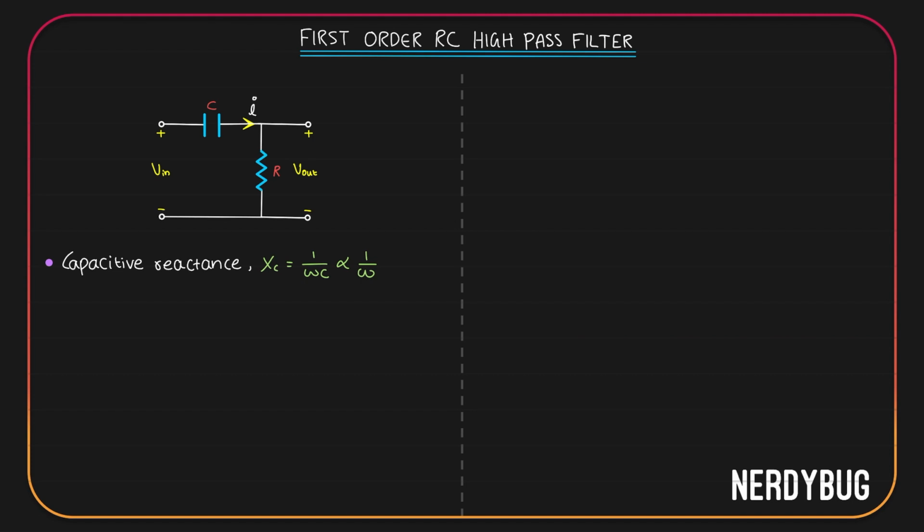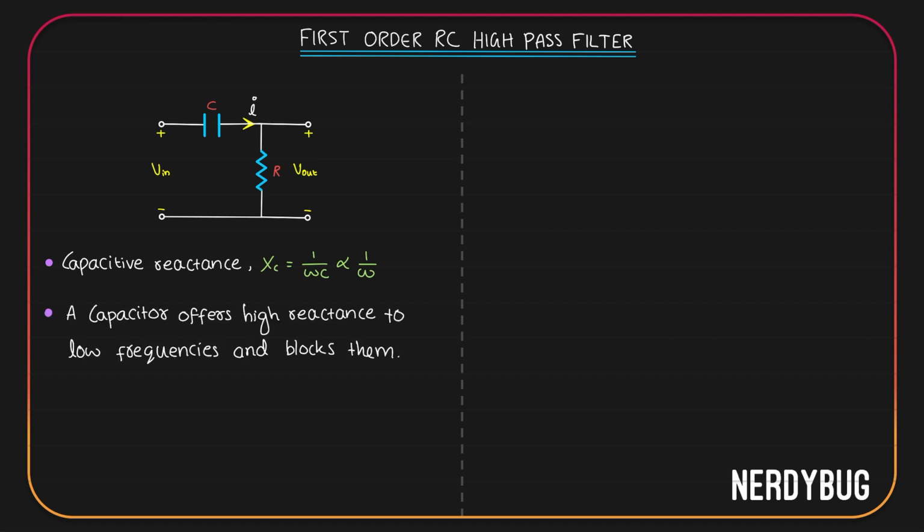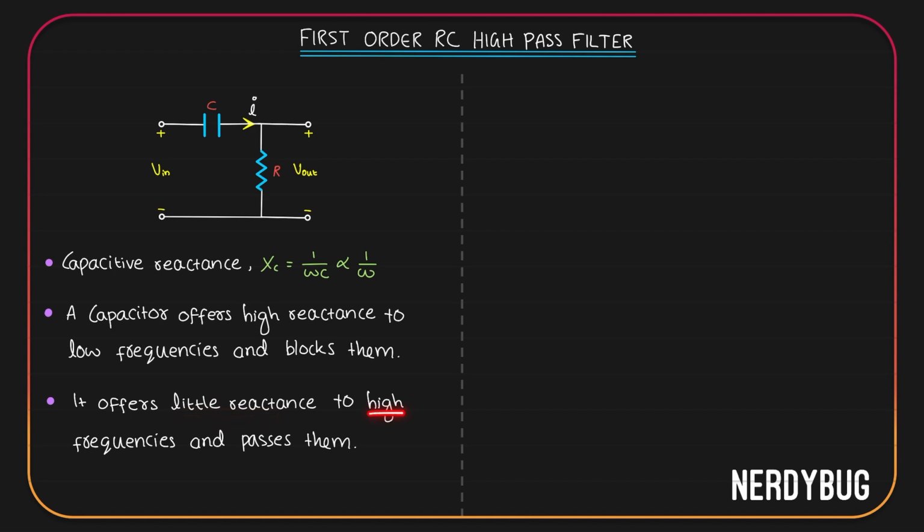When the reactance is too low, we can model the capacitor to be a closed circuit. When the reactance is really high, we can model it to be an open circuit. So we can say a capacitor offers high reactance to low frequencies and blocks them, because high reactance means the capacitor is almost an open circuit. Also, it offers little reactance to high frequencies and passes them, because at high frequencies, the capacitor is almost just a closed circuit.